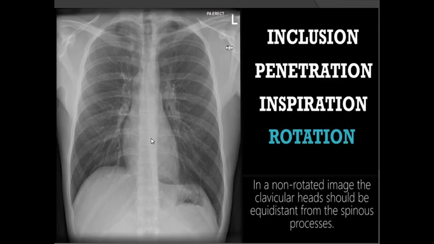Then finally comes the rotation, to make the diagnosis of whether this X-ray has been taken in a rotated or a non-rotated state. You have to see these spinous processes. These are the spinous processes. You have to see the distance between these spinous processes and the medial end of the clavicle. This distance must be equidistant on both sides. If this distance is increased, let's assume on the right side, then we suppose the patient has been rotated towards the right.